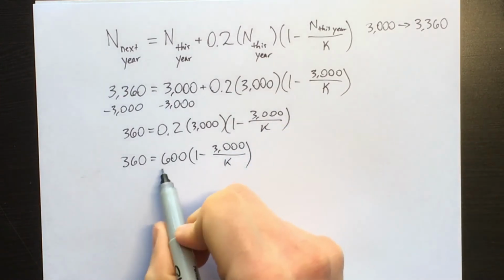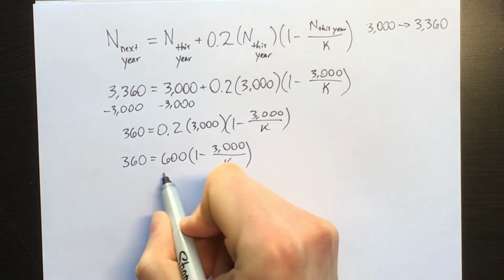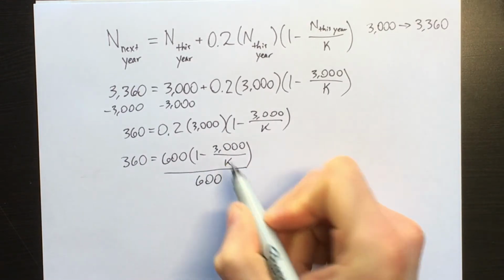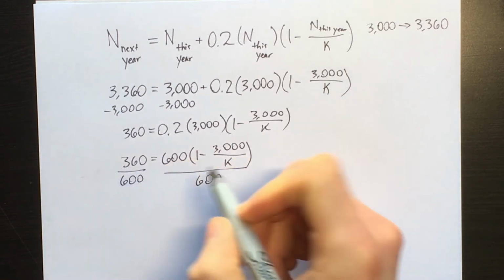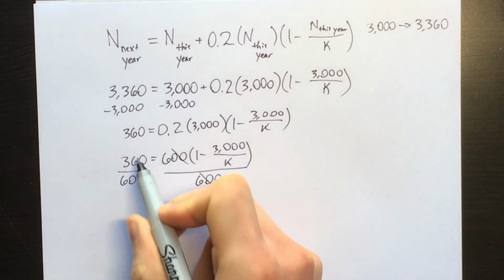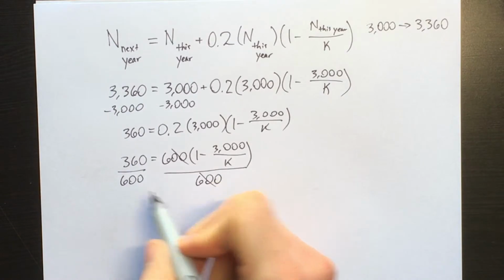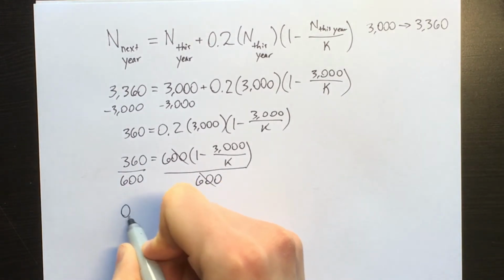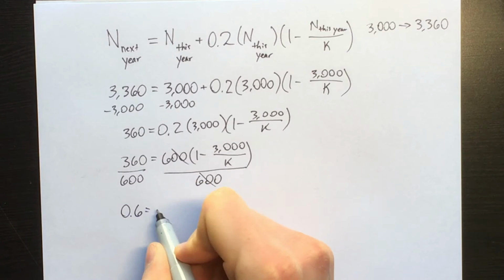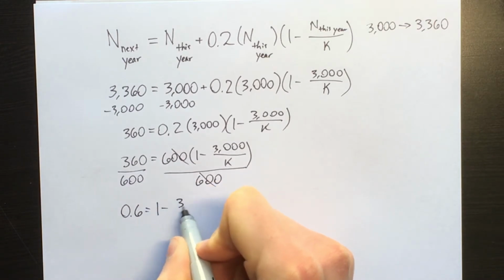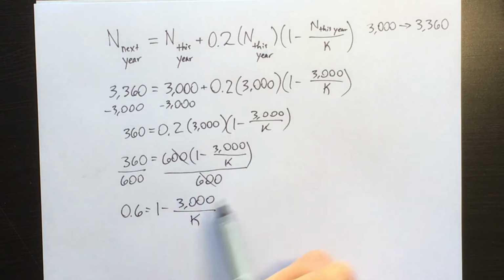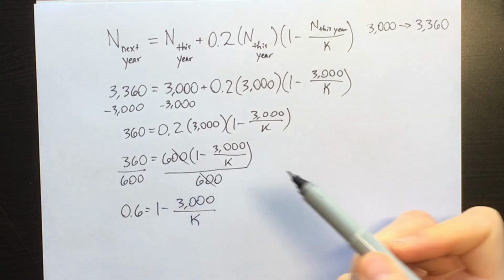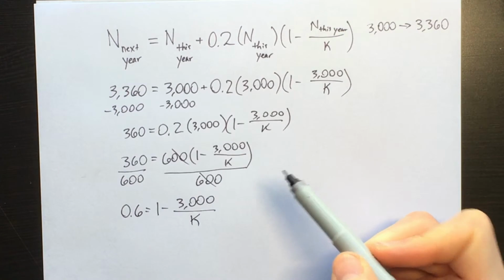From here, we can actually just go ahead and divide both sides by 600. Instead of distributing it, I think this would be a little bit easier. So divided by 600, so this 600 cancels out, so you're just left with 360 over 600, which is 0.6. So 0.6 is now equal to 1 minus 3,000 over k. Notice I removed the parentheses.